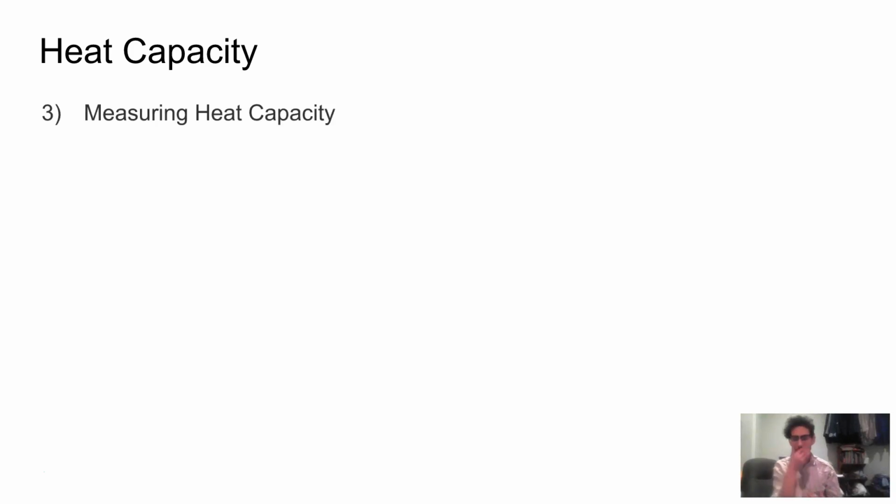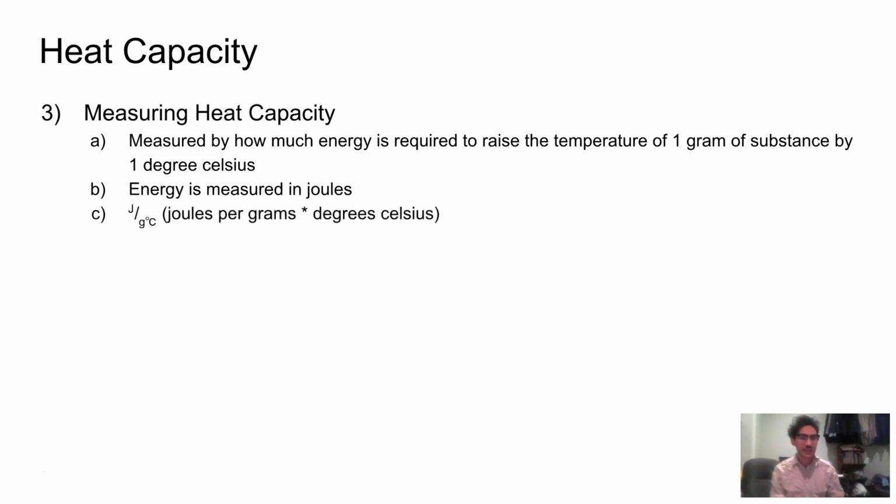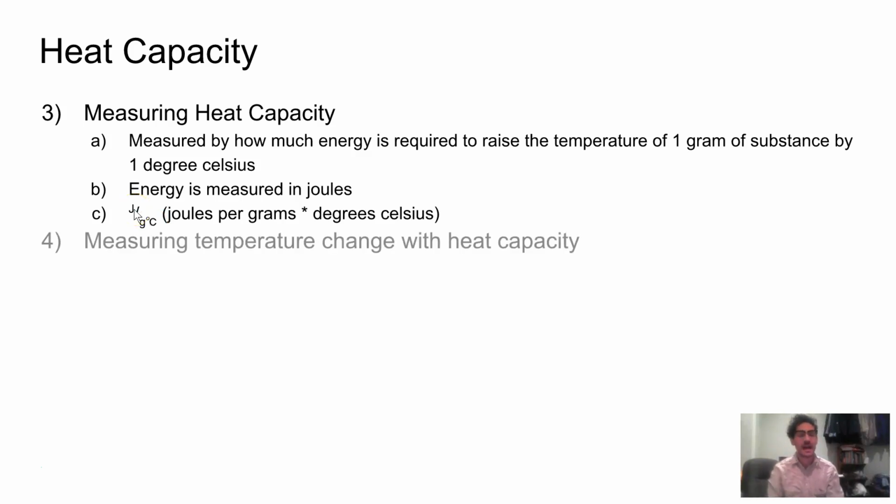Let's look at this a little bit further. So when we measure heat capacity, we're going to measure how much energy is required to raise the temperature of 1 gram of substance by 1 degree Celsius. So we're going to look at 1 gram and temperature raised 1 degree Celsius. How much energy do you need for that? And so we're going to measure energy in joules. And the units we're going to see on heat capacity are joules divided by grams times degrees Celsius, or joules per gram times degrees Celsius. So we've got grams and degrees Celsius in the denominator here, joules in the numerator up top.